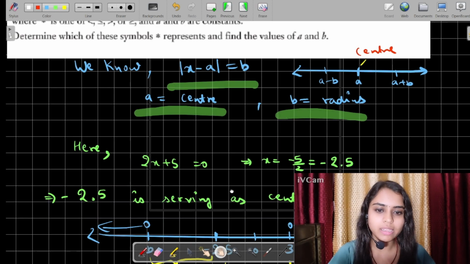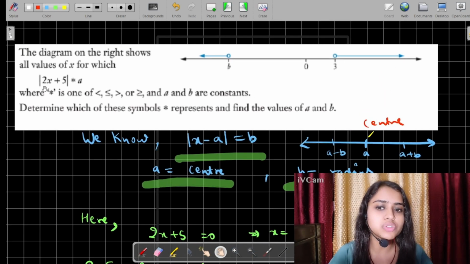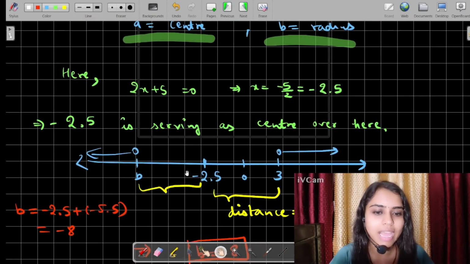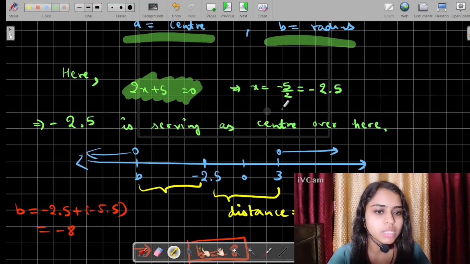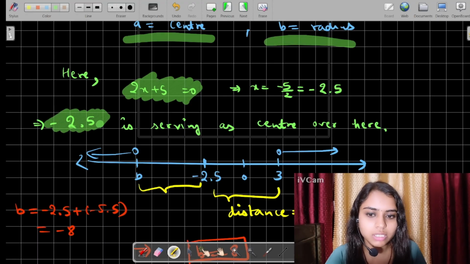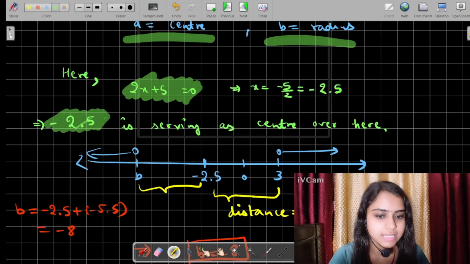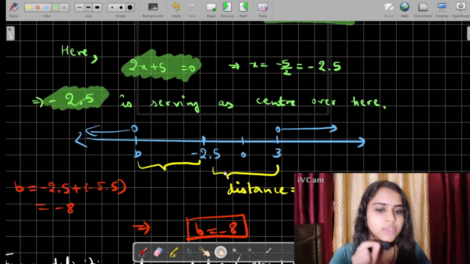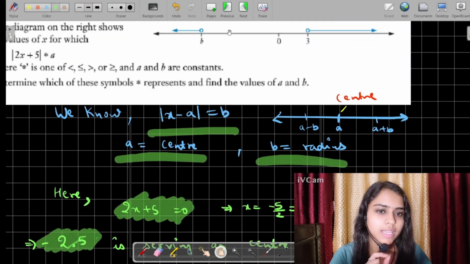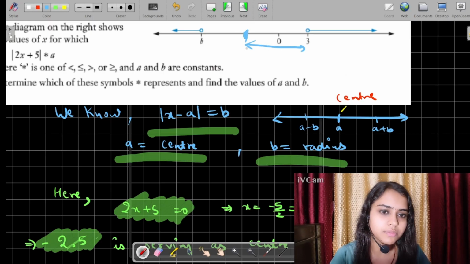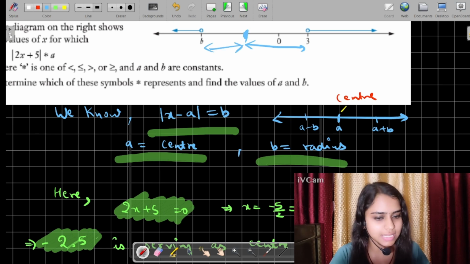So in that way, let's just examine 2x plus 5. Let's equate it to 0. So my center over here is what? Negative 5 by 2, so negative 2.5 serves as our center over here. So let's fix it on this number line. It will be somewhat over here, right? So from the center, this distance and this distance will be the same.